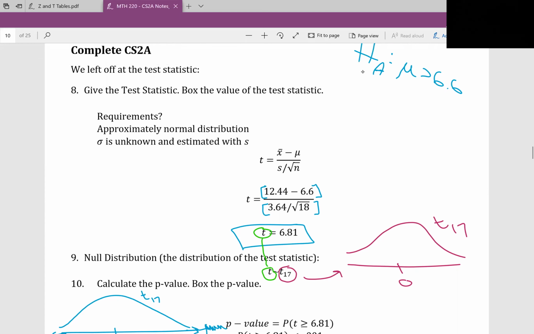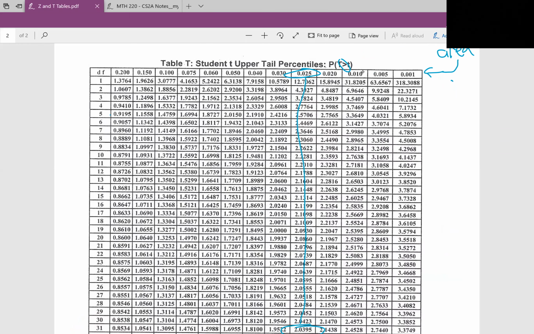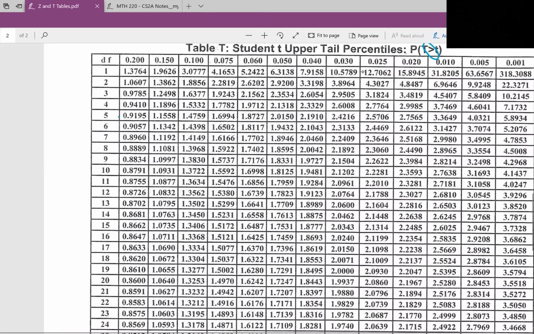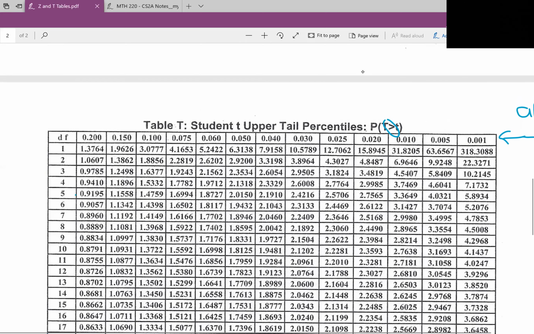All right, so I'm going to go to my T table. With this problem, we have a sample size of 18. I'm going to zoom in. I have a sample size of 18, and I'm looking for the t-value of 6.81. So I'm going to start here at 18. Oh, 18 is our sample size, so what's our degrees of freedom? Yeah, degrees of freedom, 17. So I'm here at 17, and I'm going to scan across, and I'm looking for the number 6.81.